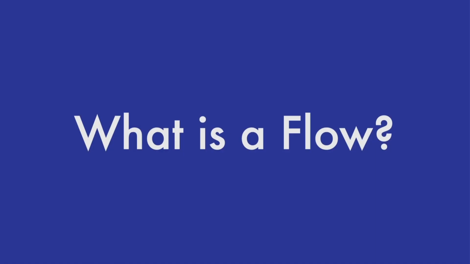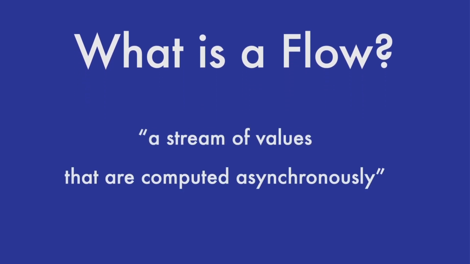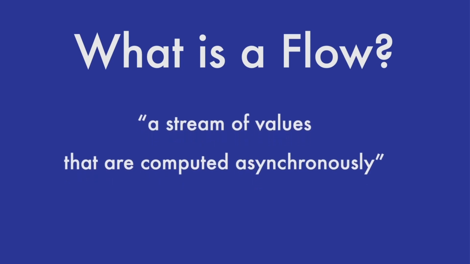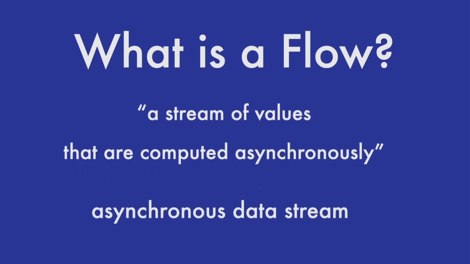Let's start this section with the question, what is a flow? A flow is a type in the Kotlin coroutine library which was introduced in 2019. A flow represents a stream of values that are computed asynchronously. An even shorter description would be that a flow is simply an asynchronous data stream. But what is an asynchronous data stream?